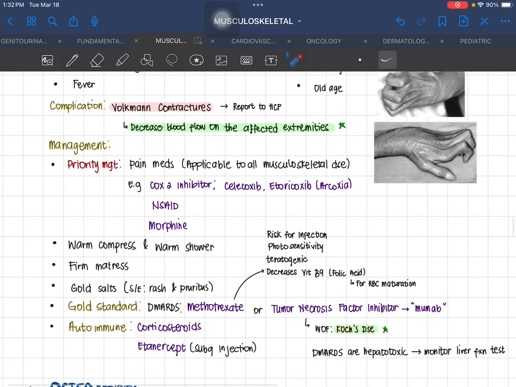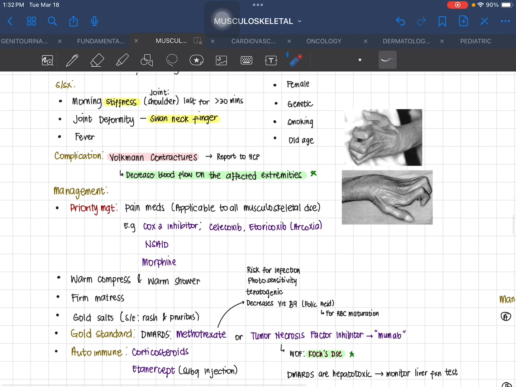So, ang management for rheumatoid arthritis, ang priority natin, of course, pain meds. Kasi nga, may pain sila na nafe-feel. Yang stiffness na yan, morning stiffness o joint, specifically sa shoulder, na tumatagal ng 30 minutes yan, pain din yan. So, priority natin kay rheumatoid arthritis is pain. Parang sabi nila na kapag sa musculo, priority talaga ang pain.